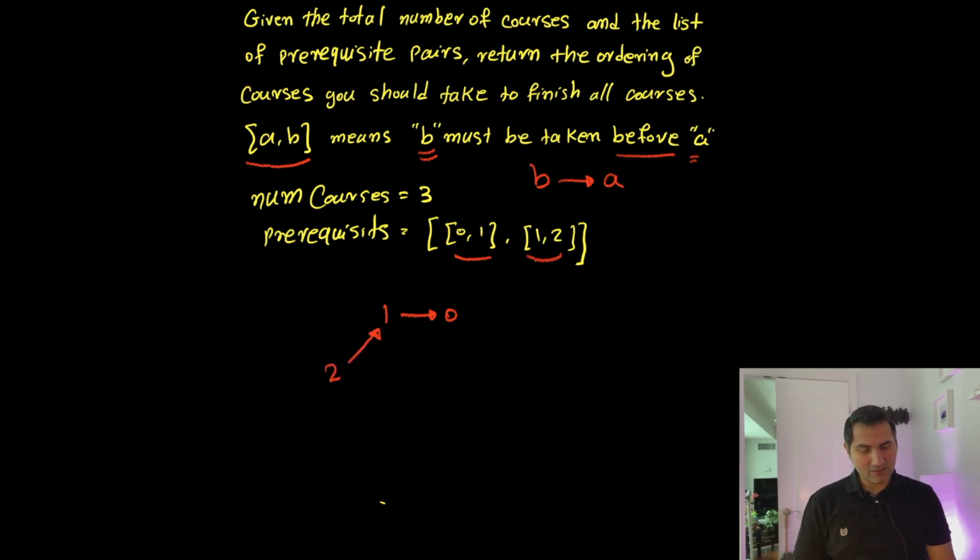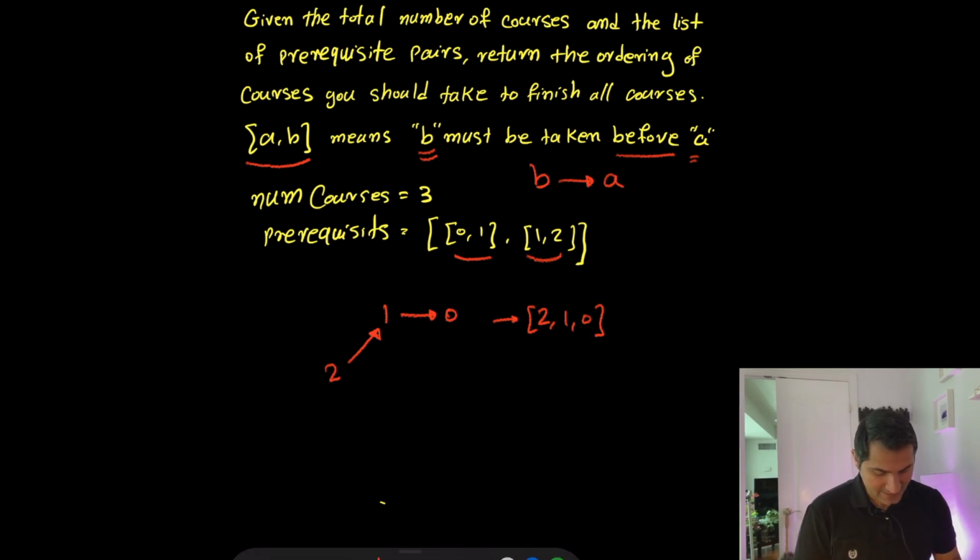Now, what's the proper order that we should take these courses to be able to finish all courses? Definitely we cannot start with 0 because we have to take course 1 first. And we cannot take course 1 before passing course 2. So the order would be, first we take course 2, and then 1, and then course 0. We want to find this kind of ordering. This is a simple example.